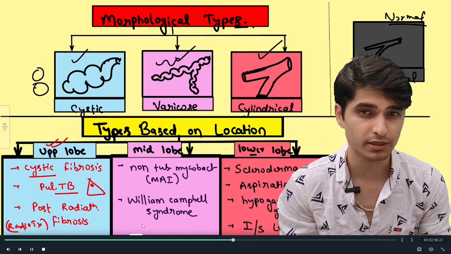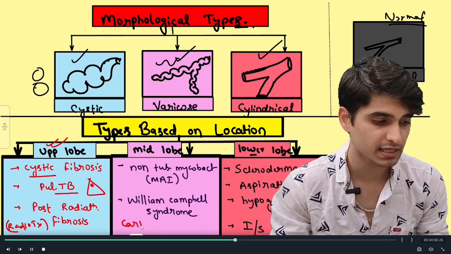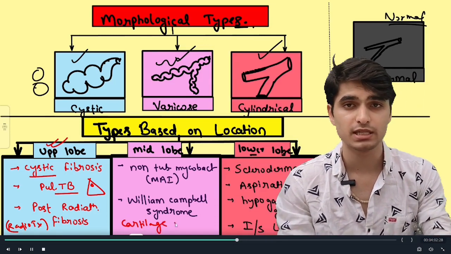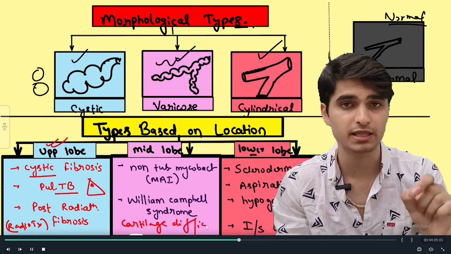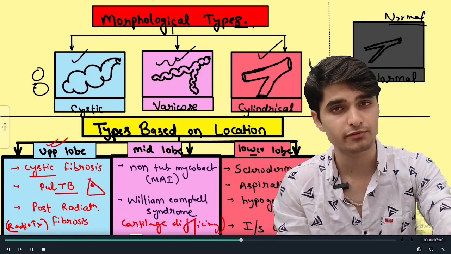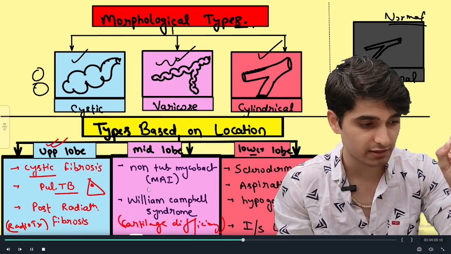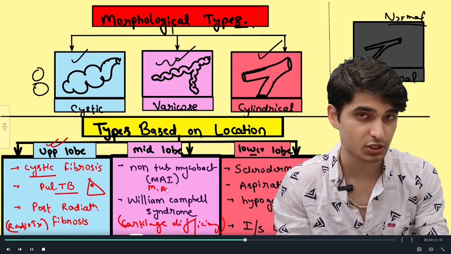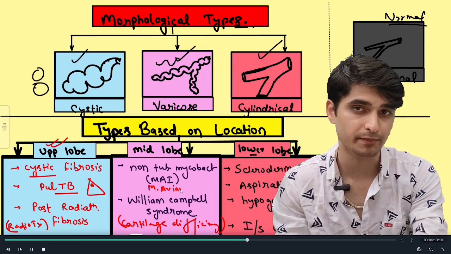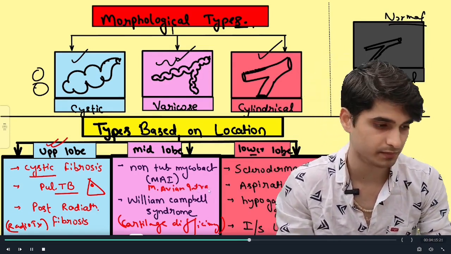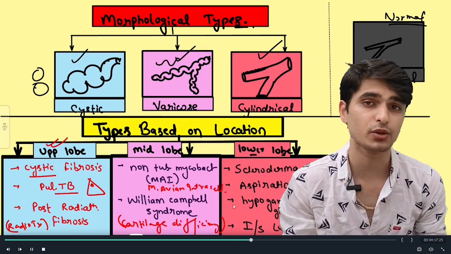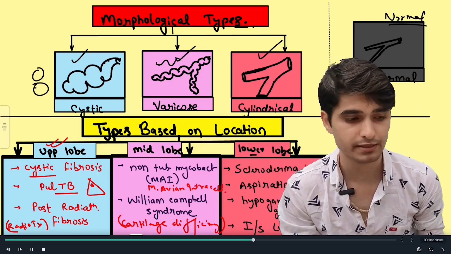And next one is middle lobe involvement because of 2 reasons. Number 1 is the Williams-Campbell syndrome, in which there is deficiency of cartilage in the bronchi ranging from 5th to 6th number, right? And next one is MAI, such as the non-tubercular mycobacteria, that's causing the infection, and that is basically your Mycobacterium avium complex, right?